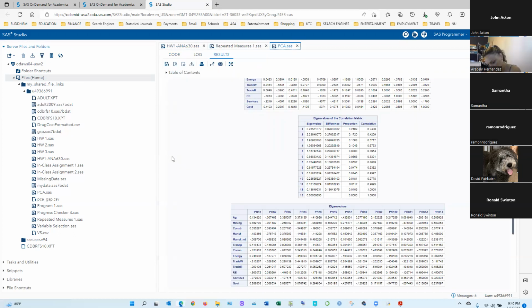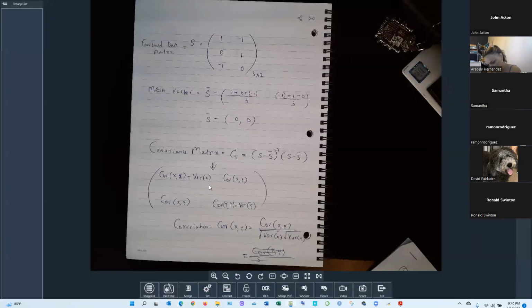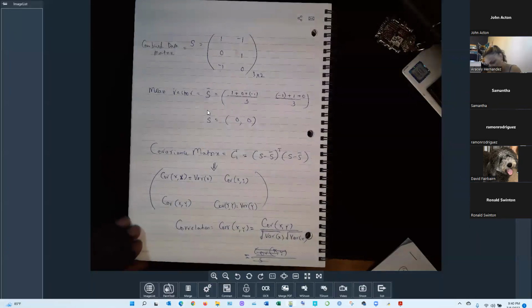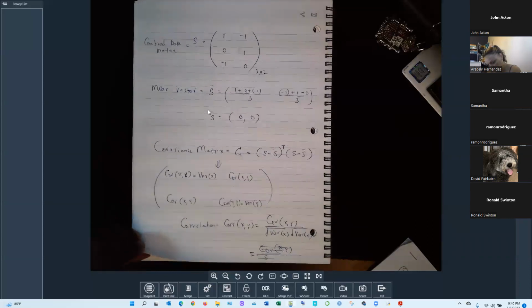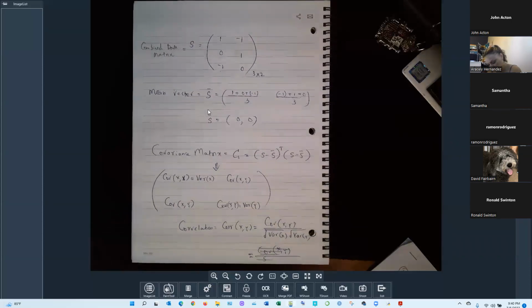So let's get back to where we were talking about earlier. I'm working on two variables. Now what I did was I got their mean value: 1 plus 0 plus -1, divided by 3, and the mean vector. They both will produce 0 and 0.